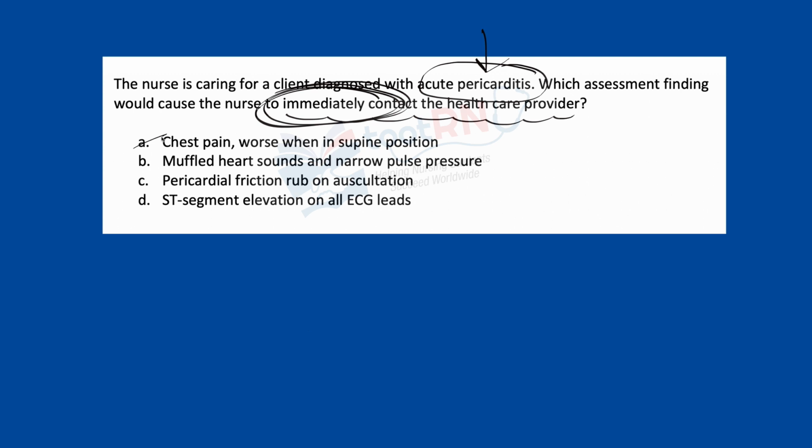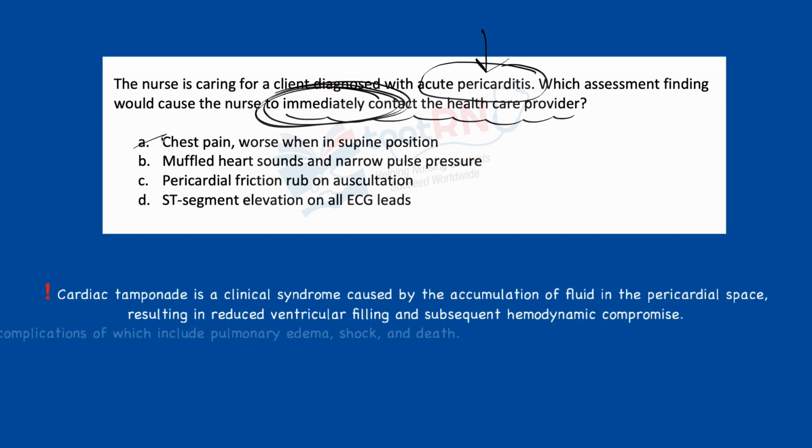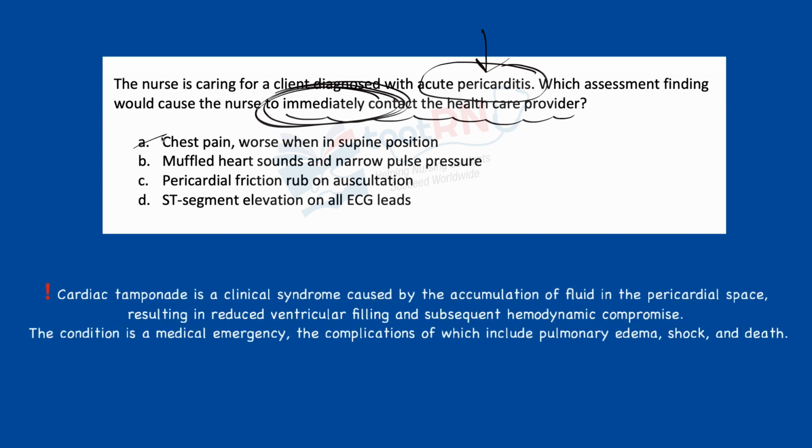Muffled heart sounds and narrow pulse pressure. Definitely concerned about this because these signs indicate a cardiac tamponade, which can be a complication of acute pericarditis, and that can be an emergency, right? You can put so much pressure on the heart from all that fluid buildup surrounding the heart that the heart cannot pump effectively. And if it can't pump effectively, well, we have a huge problem that can happen as a result of that. And this is what B is telling me, so I'll leave that alone.